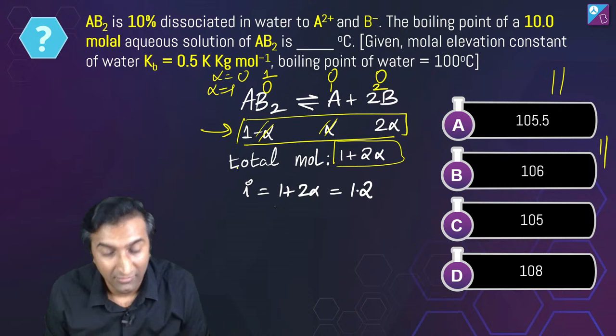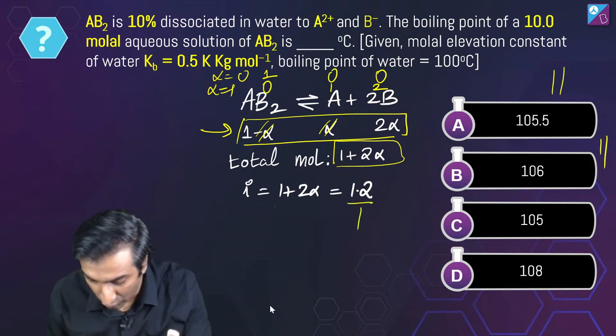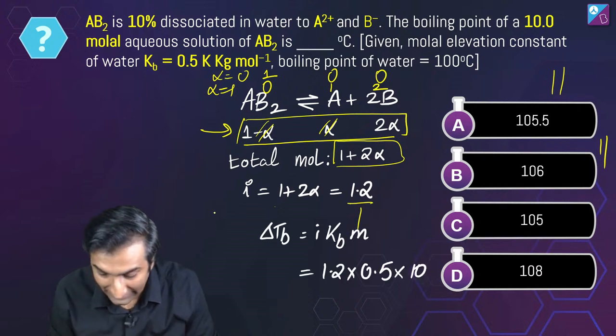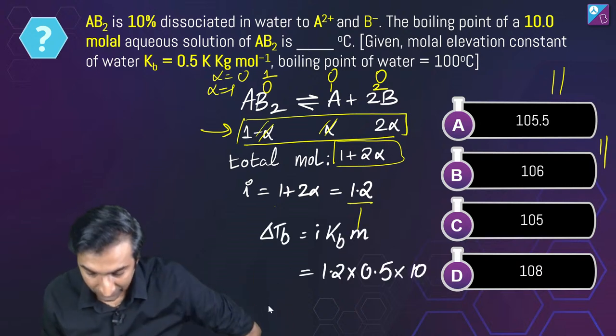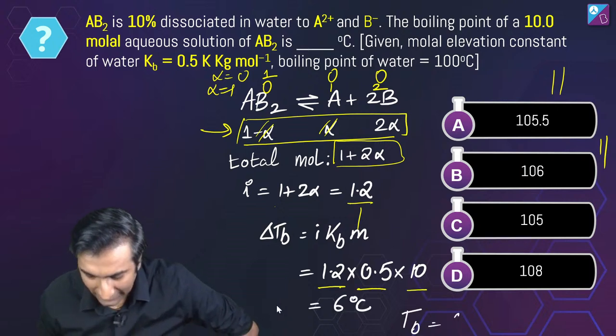i ki value pata chal gayi, hai na? Kyun? Kyunki hona chahiye mere paas 1, but hai 1.2. Simple hai, i ki value nikal gayi. Delta Tb is i Kb times m. 1.2 into 0.5 into 10. To ye ho gaya 6.